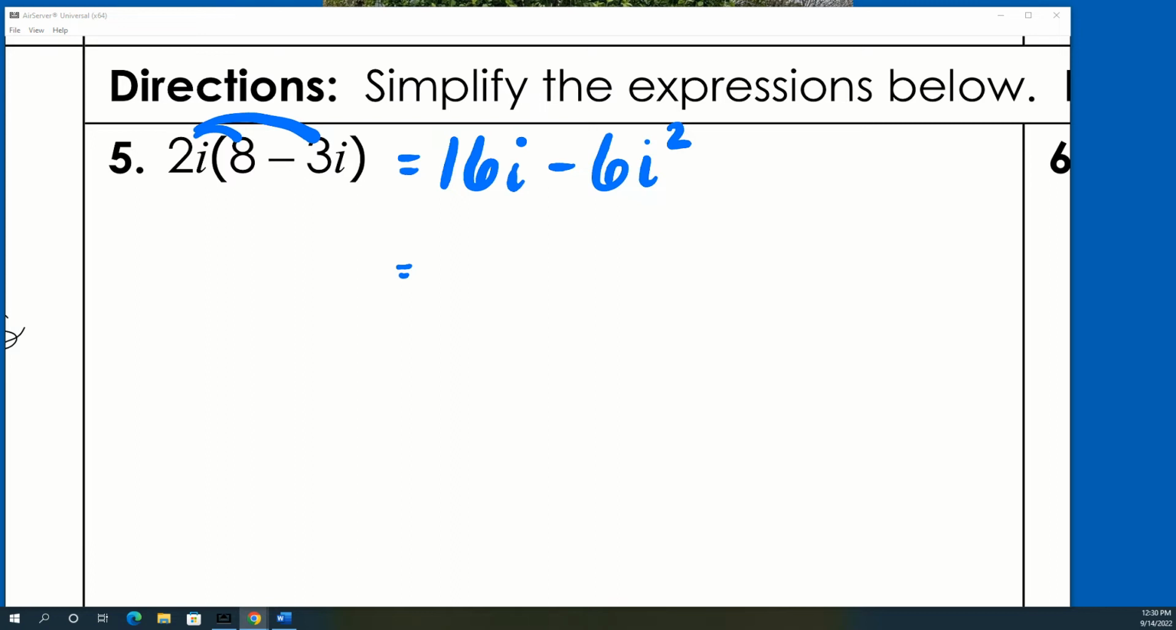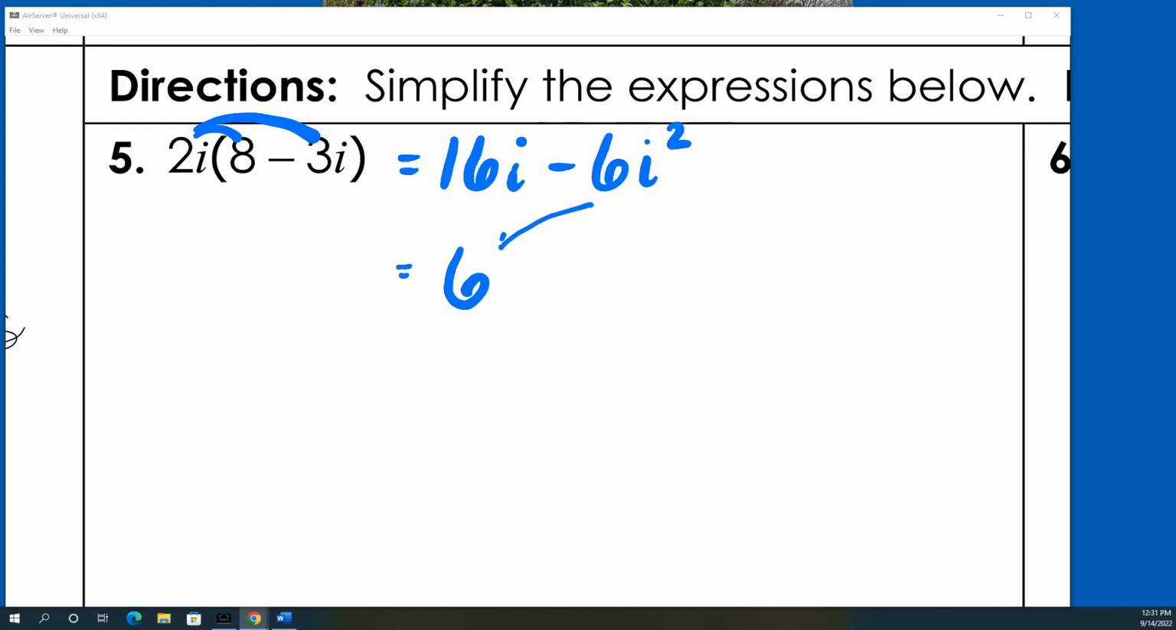So what is negative 6i squared really just going to be? i squared is negative 1. So what would negative 6i squared be? Positive 6. So you're multiplying those together. So just like yesterday, the i squared is just going to change the sign of the number in front of it and then just disappear.